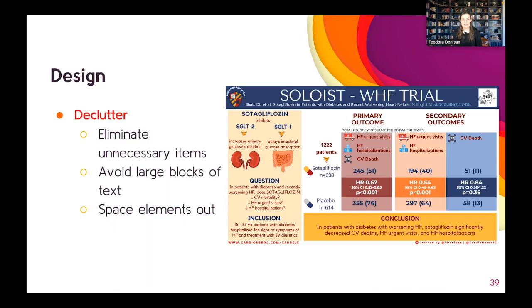After your initial research, it's okay to have a lot of information in your graph, but as you refine your design, you should remove as much text as possible and as many unnecessary items as possible. In this visual abstract I made, you can see I avoided large blocks of text and I used symbols to make the information more easily readable. Elements are also spaced out and arranged with purpose.